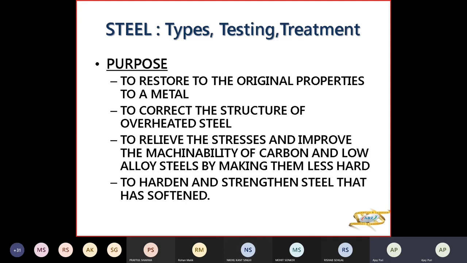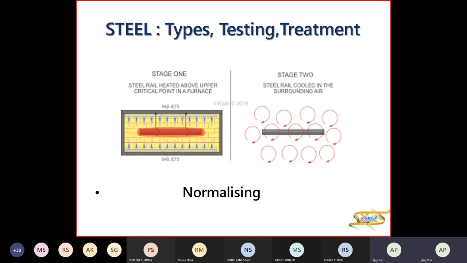And this is also done by heating 30 degrees above critical temperature. Now the thing is, holding time is not mentioned here, which you have to do in annealing. Here you're not holding, you're cooling in still air. So you're heating 30 to 50 degrees above critical temperature and cooling in still air. It is not very slow like annealing. So you are normalizing your material as it was before, or resetting it. So here your steel rail is heated above critical temperature by 30 to 50 degrees, then cooled in surrounding still air. So that is normalizing.